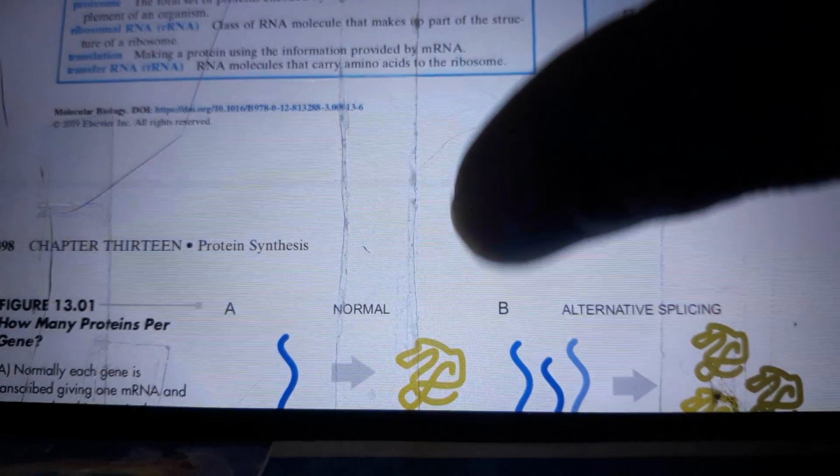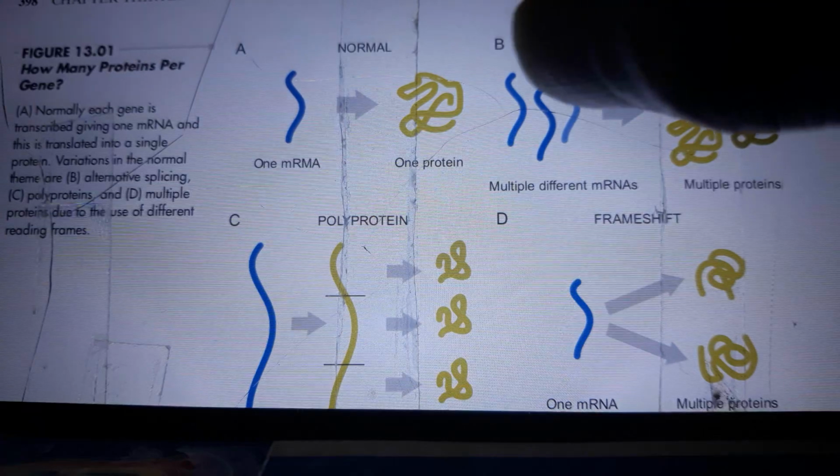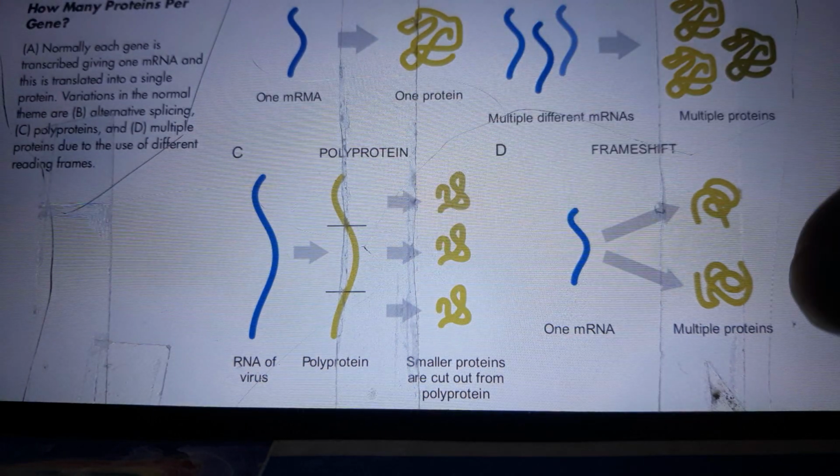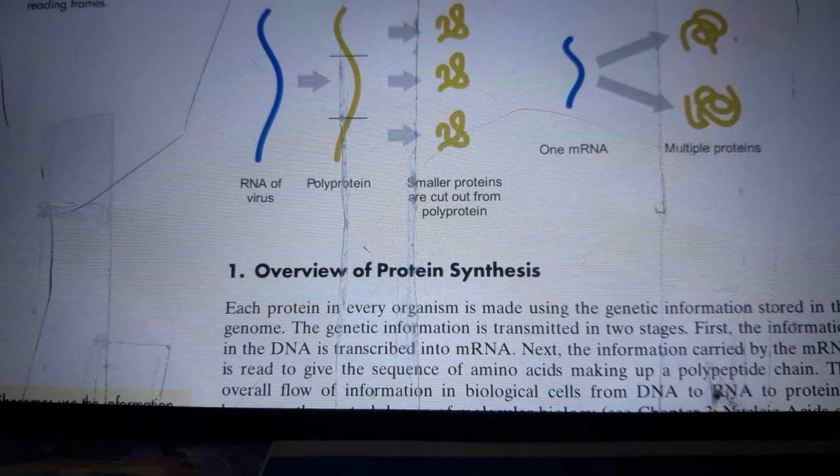Now, in this chapter of protein synthesis, we have figure 13.01, how many proteins per gene. Normally, each gene is transcribed to give one mRNA, and this is translated into a single protein. Variations in the normal theme are B, alternative splicing, C, polyproteins, and D, multiple proteins due to the use of different reading frames. One mRNA, one protein; multiple mRNAs, multiple proteins. So you have normal, alternative splicing, polyprotein, and frame shift. You should know these things while you study the subject of protein synthesis.